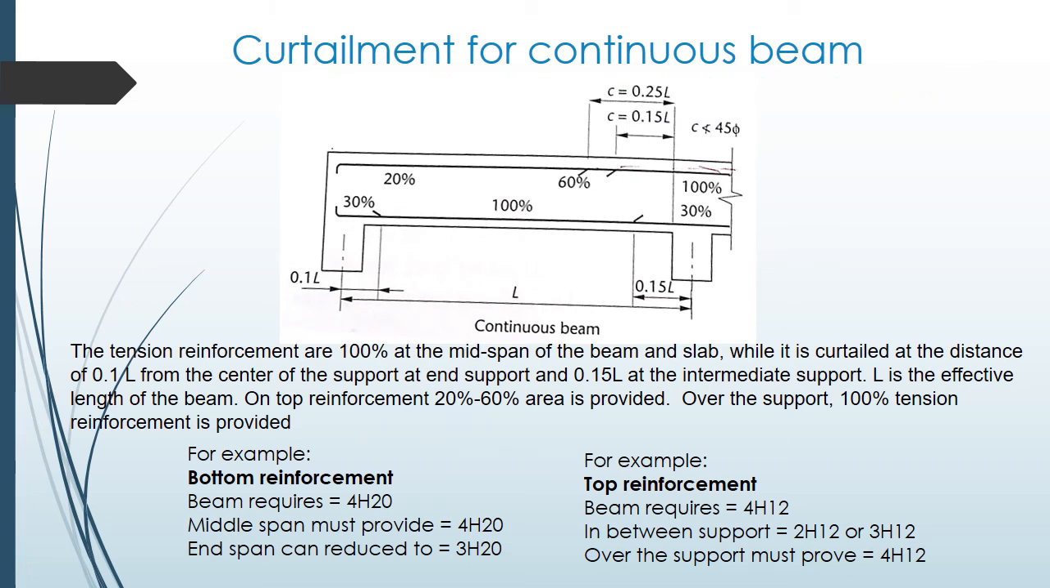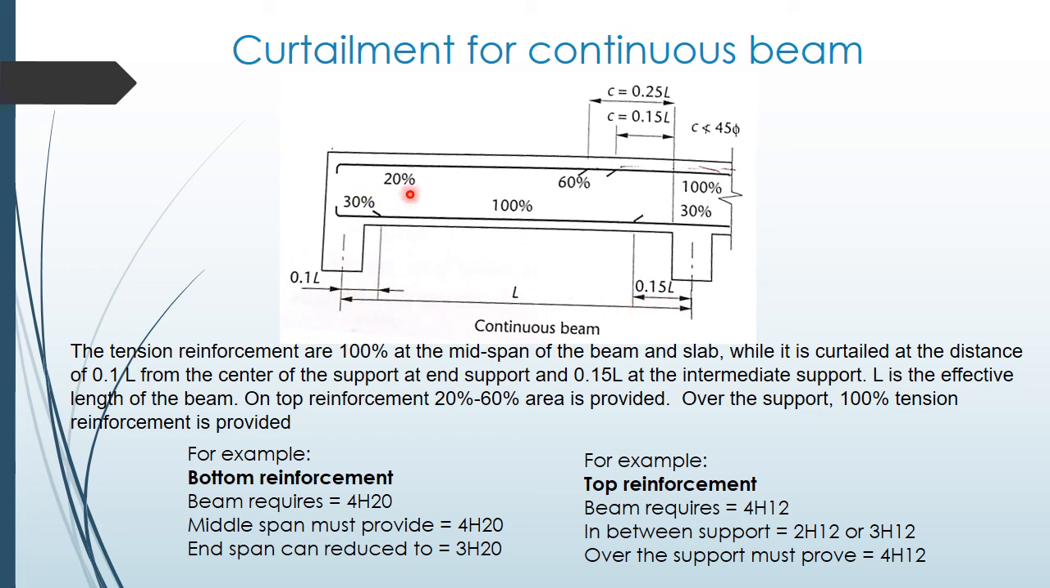This is the simple economical design for a continuous beam. The tension reinforcement at the midspan is 100%, while it is curtailed at a distance 0.1 L from the center of the support and 0.1 L at the intermediate support. L is the effective length.